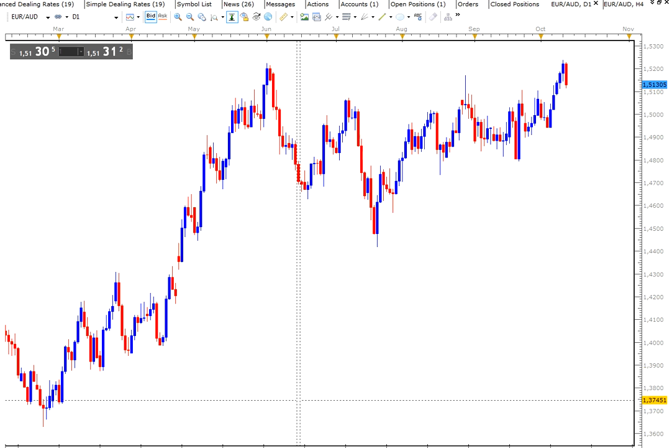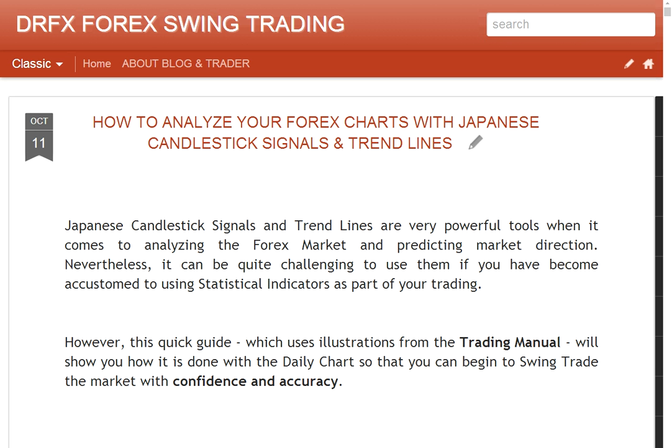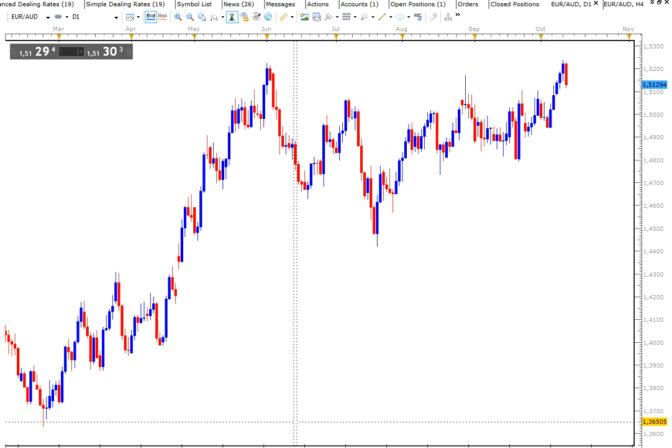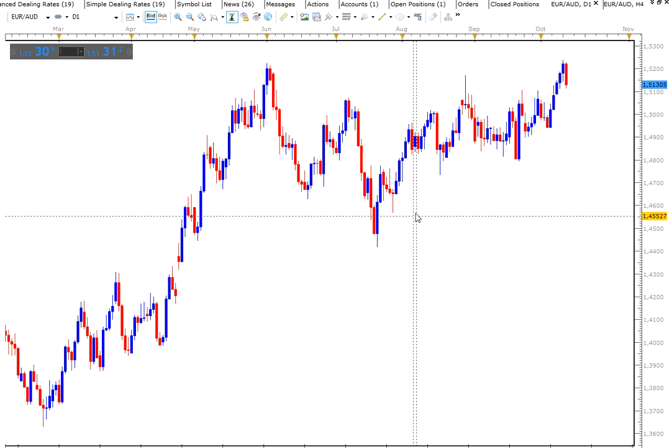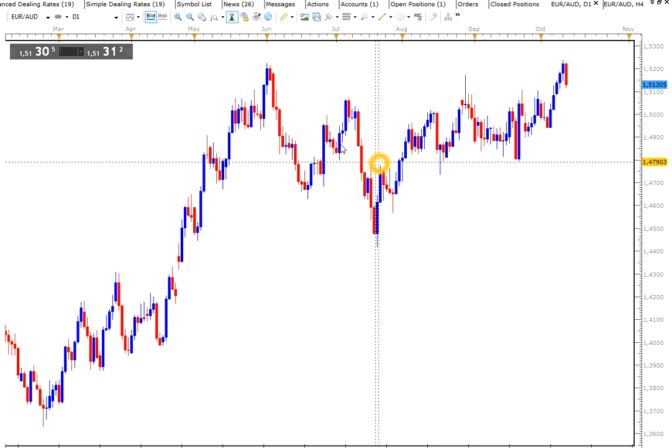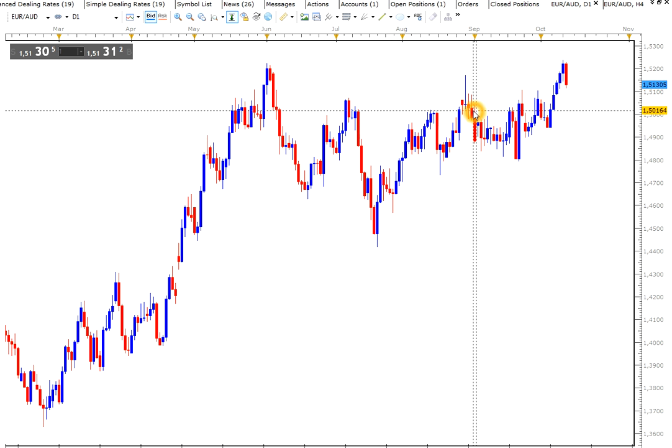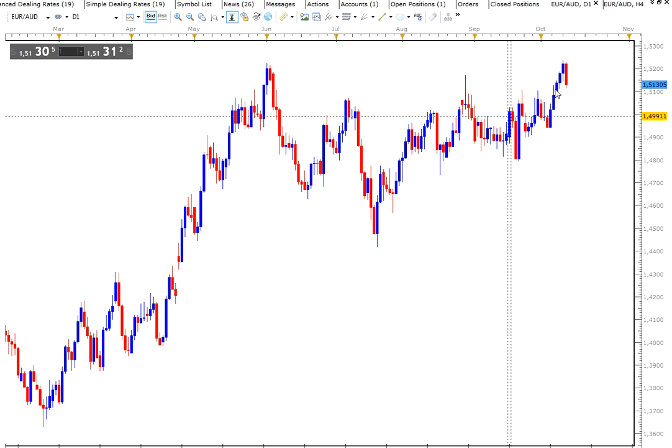So you can take a look at this article here, which will show you the steps to take when using these tools to accurately analyze the currency market. And you will be able to understand what I'm going to be showing you here now in terms of identifying what is taking place with this currency pair and looking for trading opportunities that could present themselves over the next couple of days.